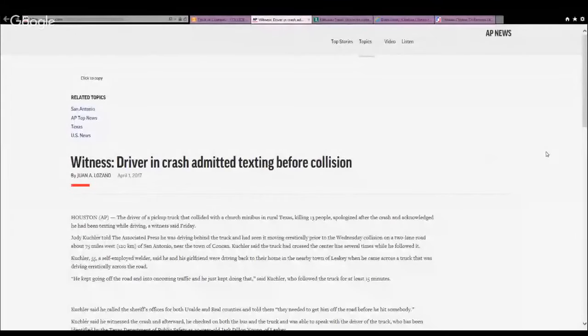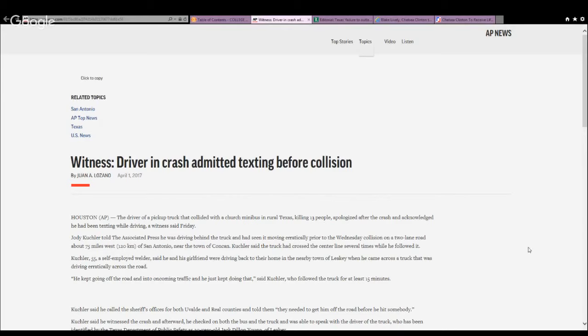Okay. So this first one, "Witness, driver in crash admitted texting before collision," by Juan A. Lozano, April 1st of 2017. This comes from AP News, AP meaning Associated Press. Dateline Houston, AP, Associated Press.